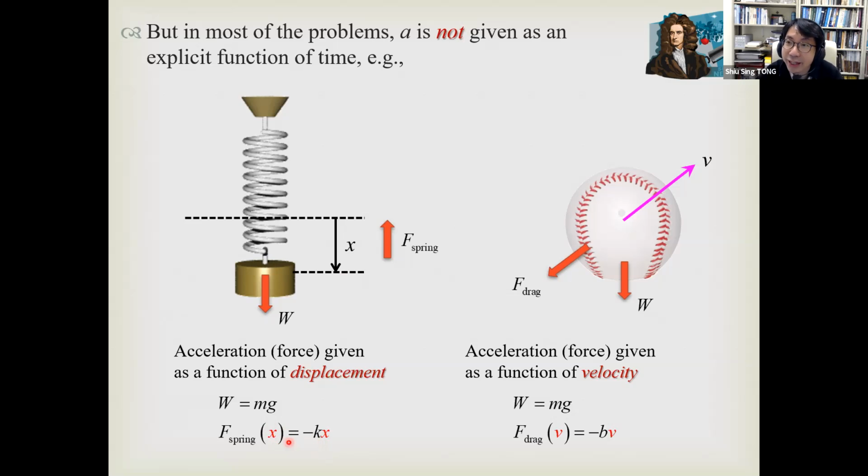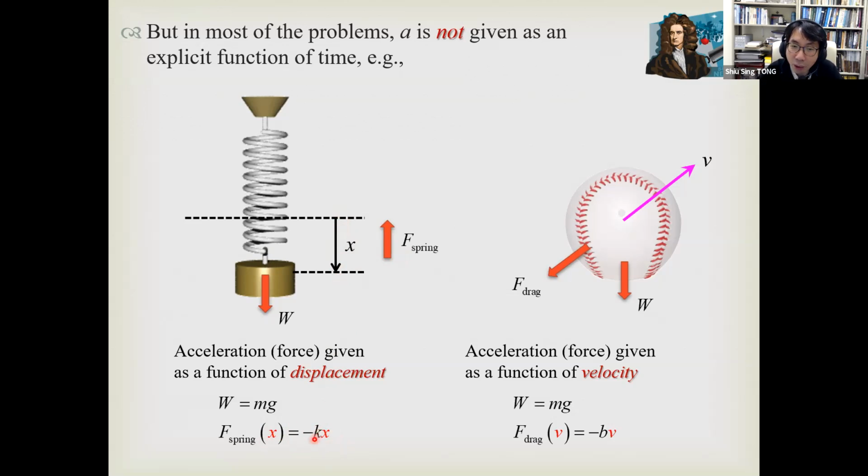And Hooke's law says that the force due to the spring is proportional to its extension. So if I measure this extension by x, then the force of the spring is proportional to x. And that is given by Hooke's law. Okay?